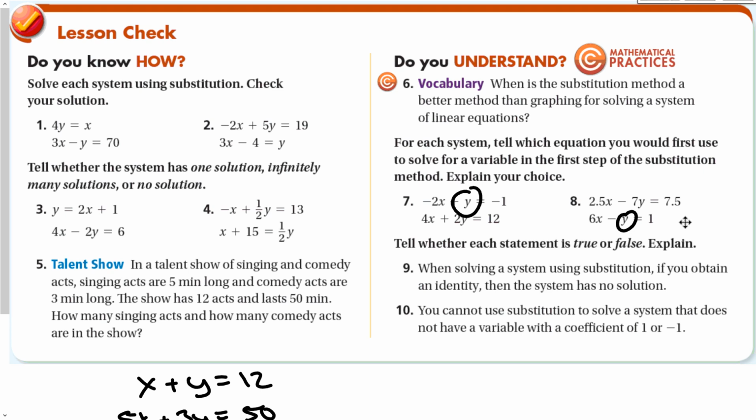When solving a system using substitution, if you obtain an identity, the system has no solution. That's false. An identity means you have the same thing on both sides, which means that the system has all real numbers as a solution. And you cannot use the substitution to solve a system that does not have a variable with a coefficient of 1 or negative 1. That's false. You can do it, but it's probably harder and not as efficient as the way we'll look at in the next section. And this is 6-2, solving systems using substitution.